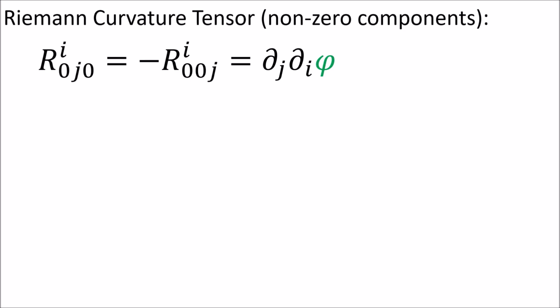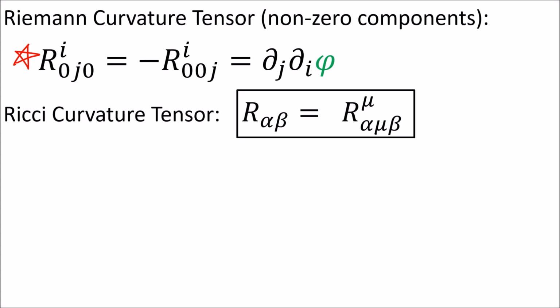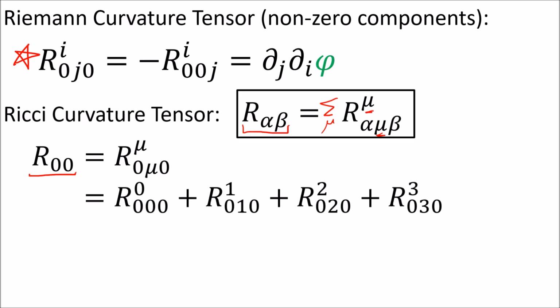So we figured out that these are the non-zero components of the Riemann curvature tensor. We can now use these to get the non-zero components of the Ricci curvature tensor. Remember, we get the Ricci tensor by summing over the upper and lower middle indices of the Riemann tensor. For this case, the R00 component of the Ricci tensor is the only non-zero component, and it is a sum of 4 Riemann tensor components.